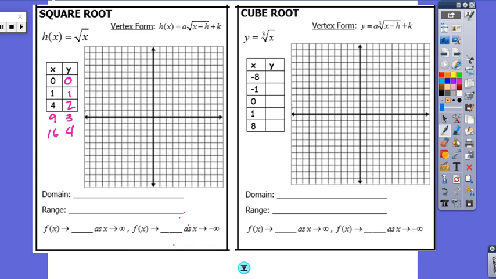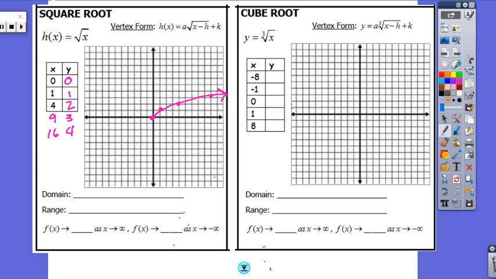Alright, so our (0, 0), where we start, this acts like our (h, k). It's not called a vertex here. And then we're going to go right 1, up 1, right 4, 1, 2, 3, 4, up 2. And if it fits, (9, 3). And that's the last point that fit.